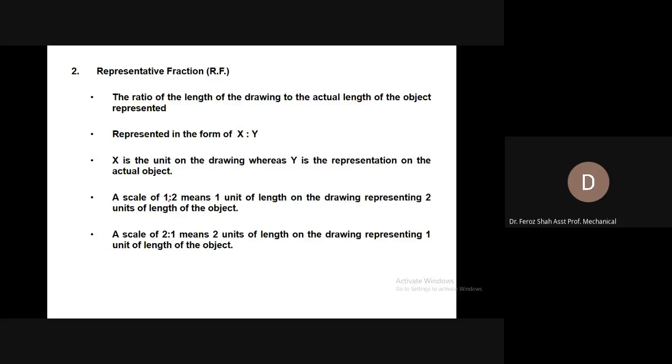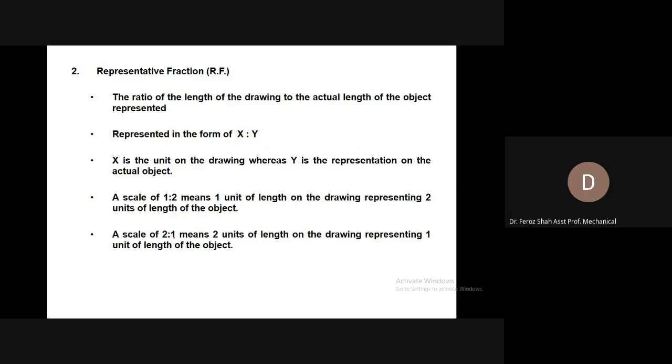For example, 1 ratio 2 would mean that an object of 2 units has been drawn as 1 unit, or you can say that an object of 2 inches has been drawn as 1 inch. So this is a reducing scale, and you can see that it is a half scale because the object of 2 units has been reduced to 1 unit. So it is a half scale and is a reducing scale.